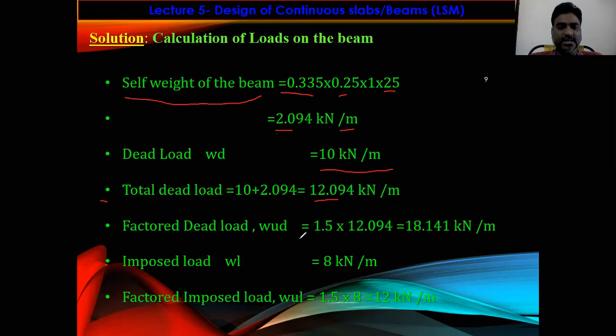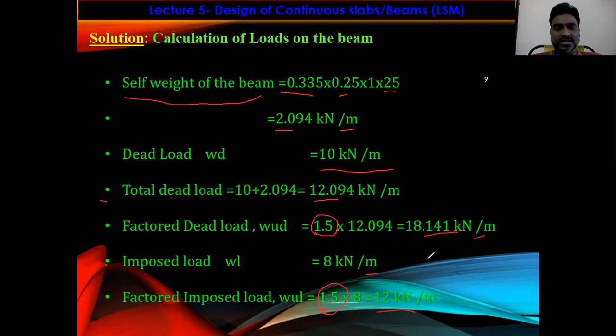And factored dead load. The factored dead load should be calculated by application of partial safety factor, that is 1.5 as per IS 456. So therefore it will become 18.141 kN/m. And imposed load, that is 8 kN/m, and the factored imposed load can be calculated by applying the partial safety factor, that is 1.5, 12 kN/m.